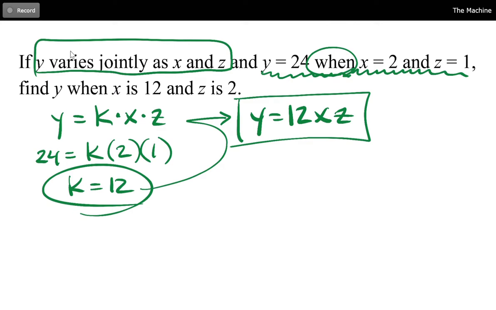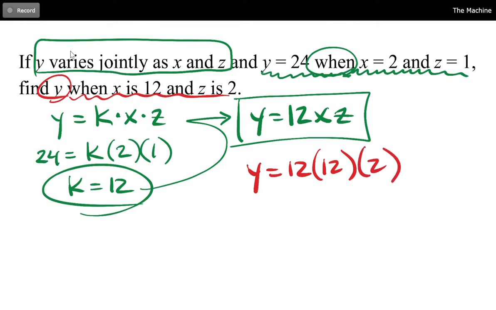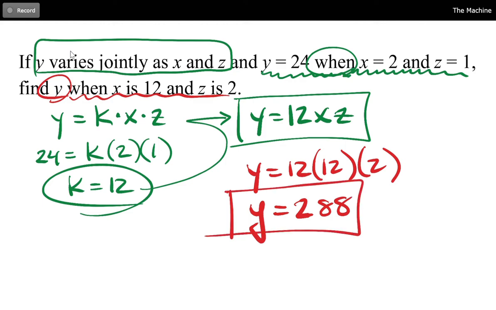The next step then is to find y when x is 12 and z is 2. New situation. So what's y? Well, that's equal to 12. That's the k. Well, look, x is also 12. Don't get them mixed up. You've got two 12s going on in there. And z is 2. So 12 times 12, that's 144, and that's gross. Times 2, y then is equal to 288. There you go. Easy peasy.